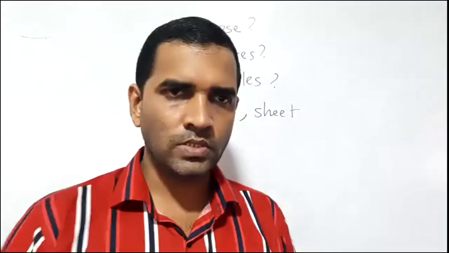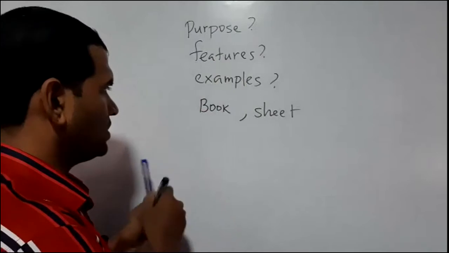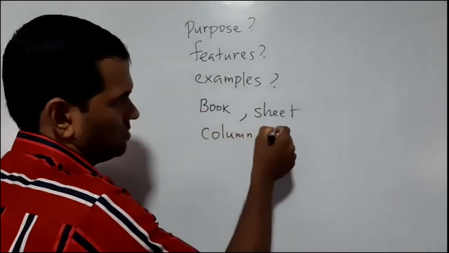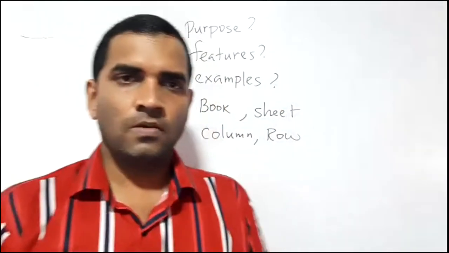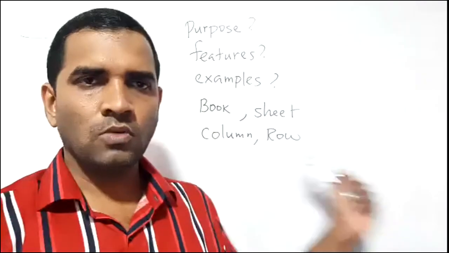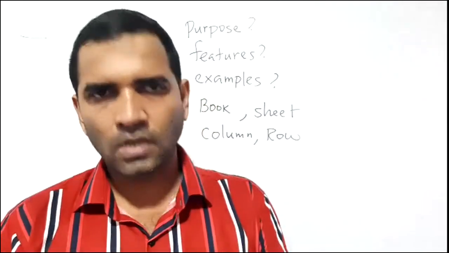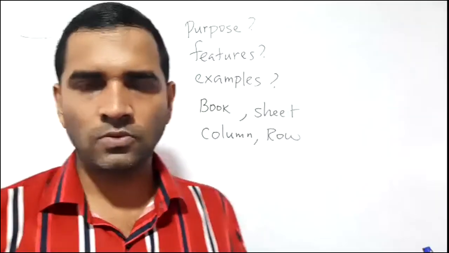So workbook, worksheet. After that, you should remember these things: column and row. Two common terms. The vertical components in a worksheet are columns. The horizontal components in a worksheet are rows.